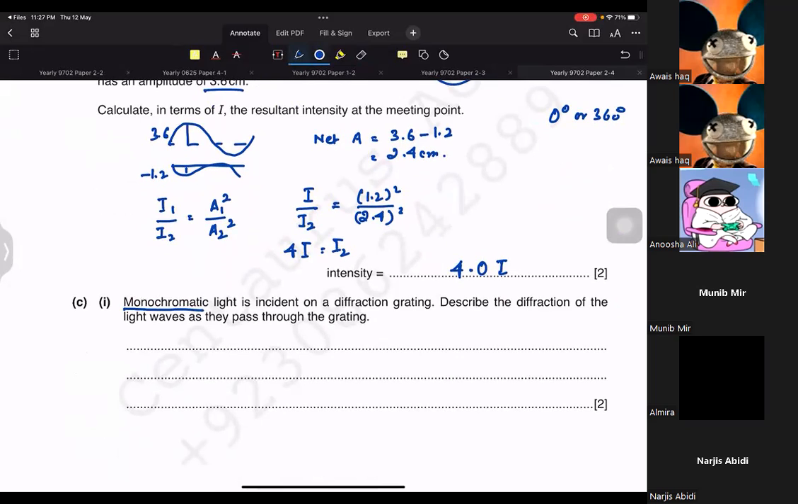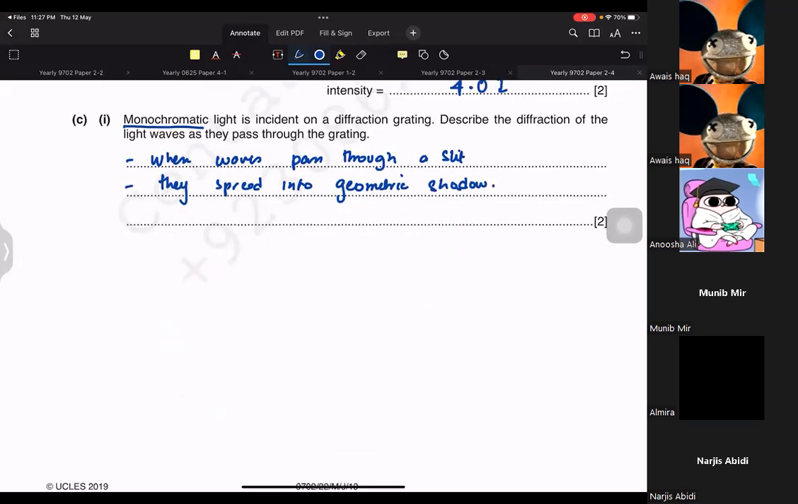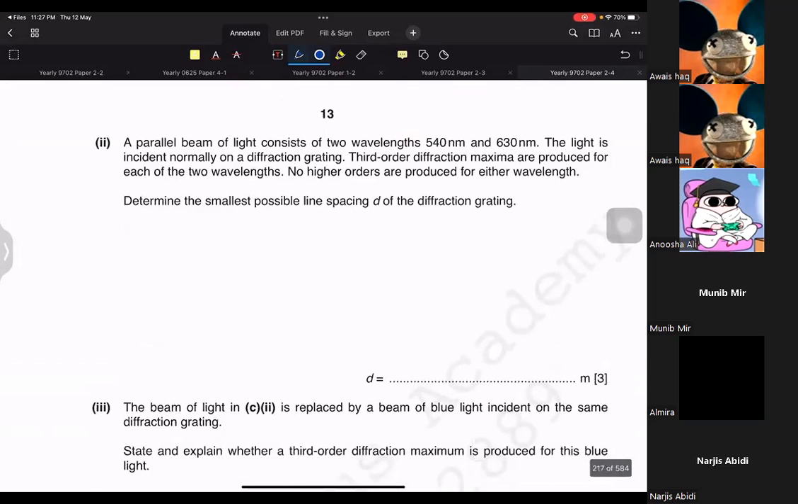Okay, so the diffraction definition is that when waves pass through a slit, they spread into the geometric shadow. That's the definition of diffraction.